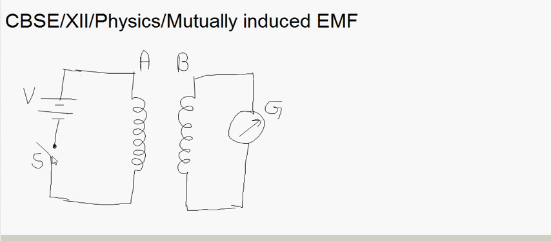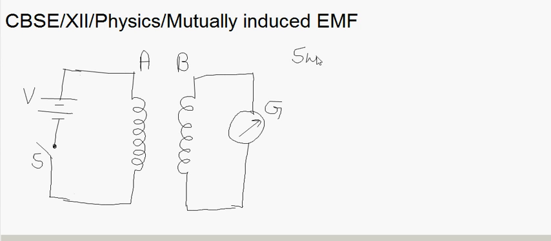Now the switch is off. So there is no current in the coil and no flux, and hence there is no induced EMF. The circuit is idle: no current, no flux, no induced EMF. Now let us see what happens when we close the switch. No current means the galvanometer will also show no deflection.